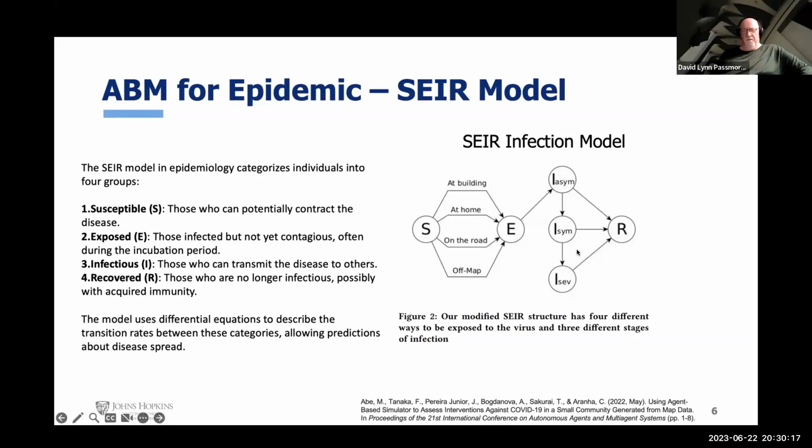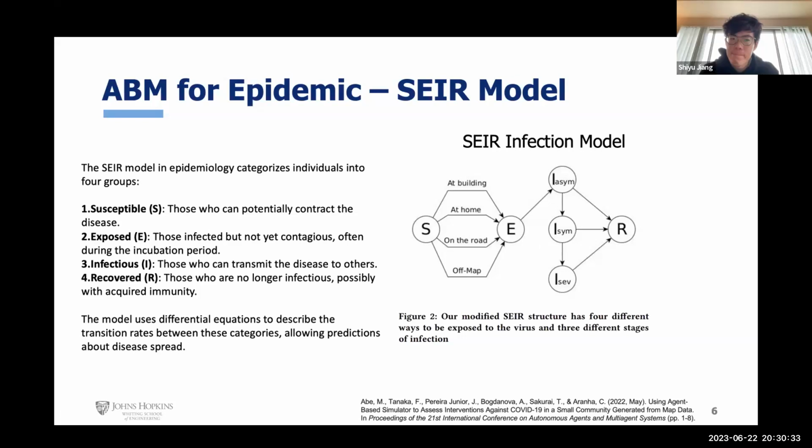And may I ask, I understand being asymptomatic, and I understand being symptomatic, but what is the difference between being symptomatic and severe? What's severe? Symptomatic means that he's infectious, and he will show some symptoms like cough or something. We are also recording their symptoms. But for the severe, the agent has to go to hospital or has to be quarantined at home.